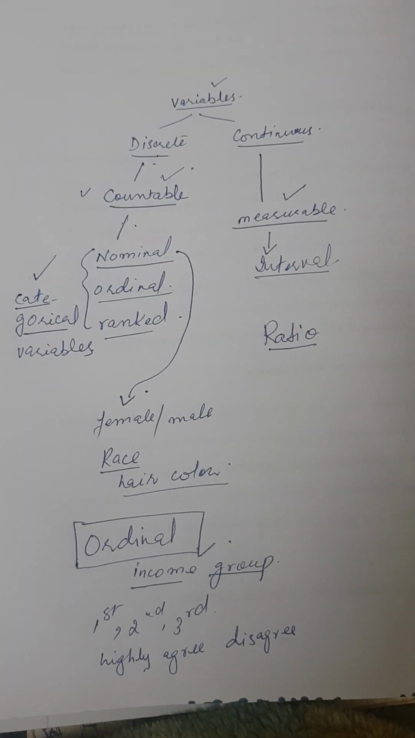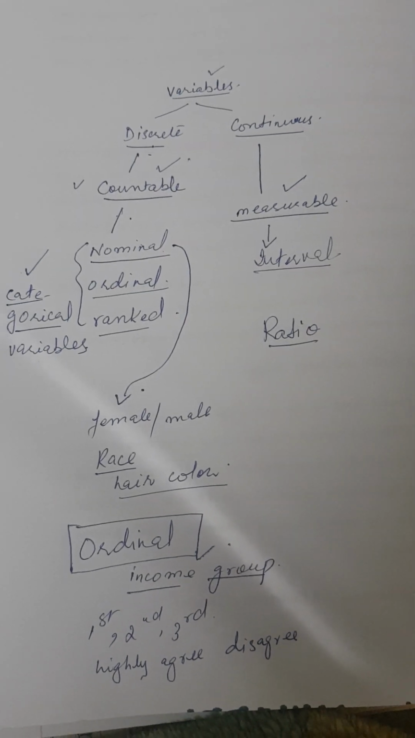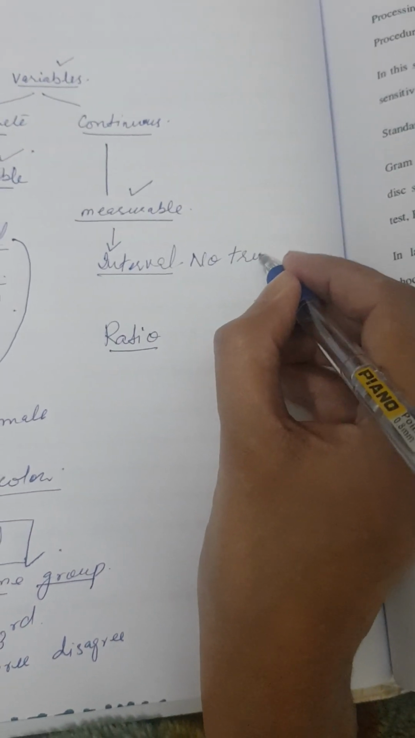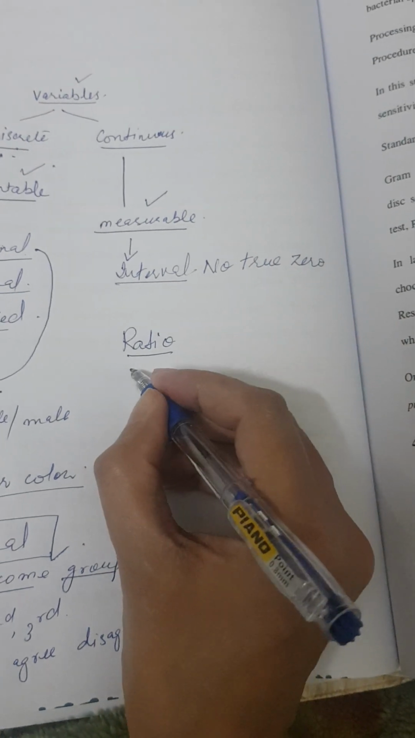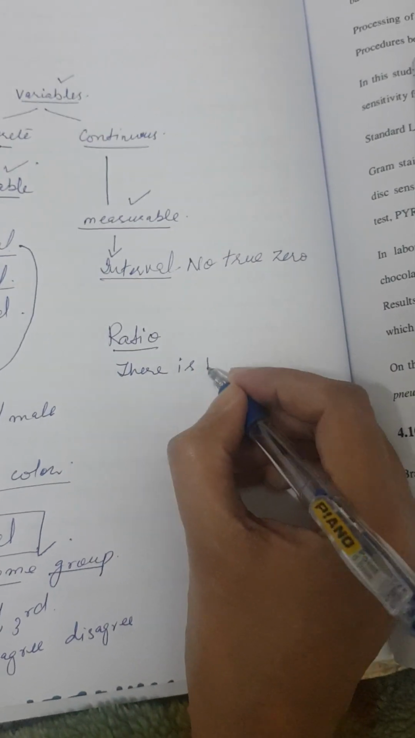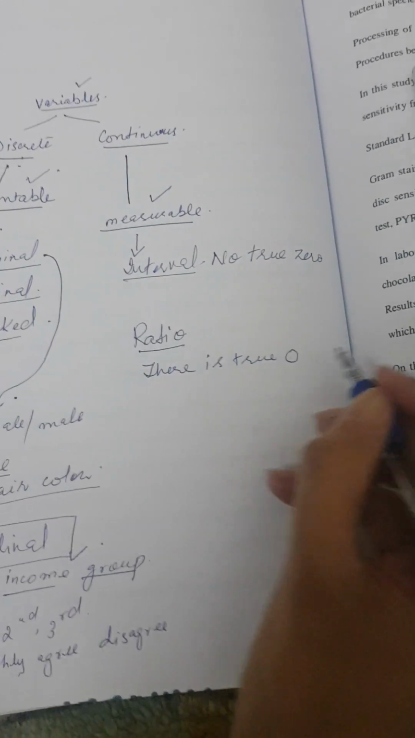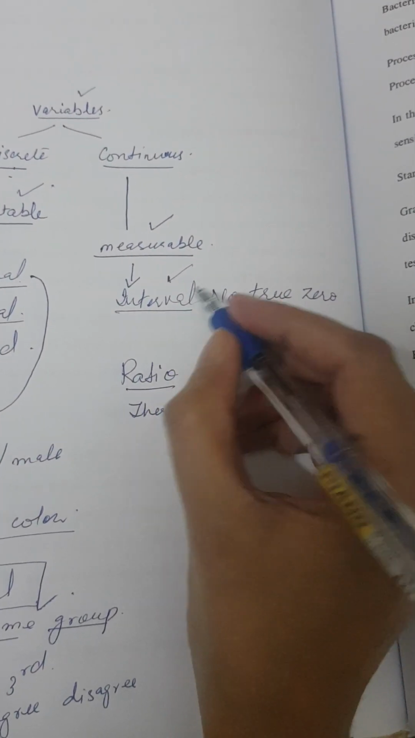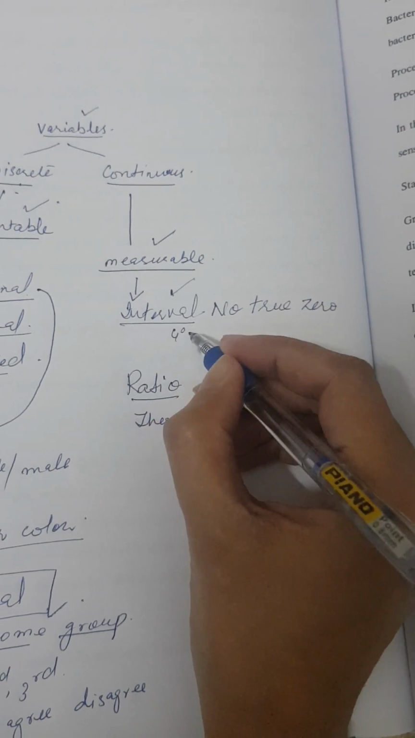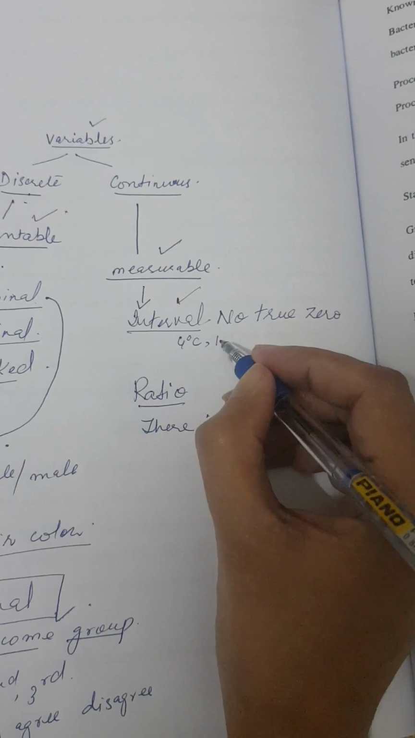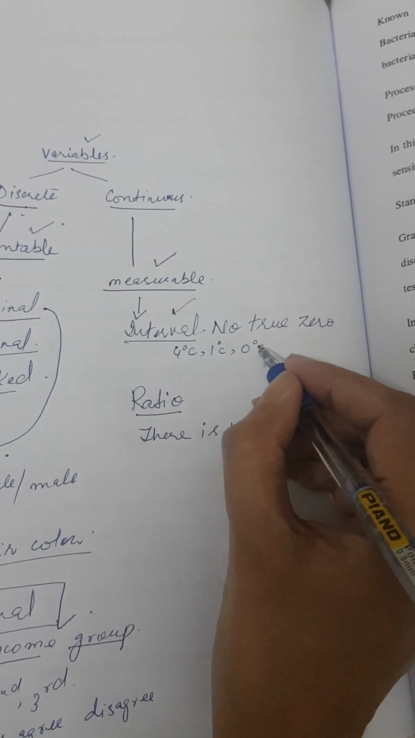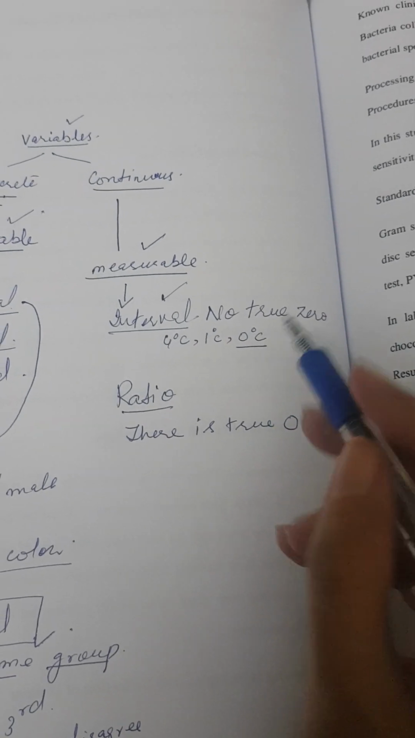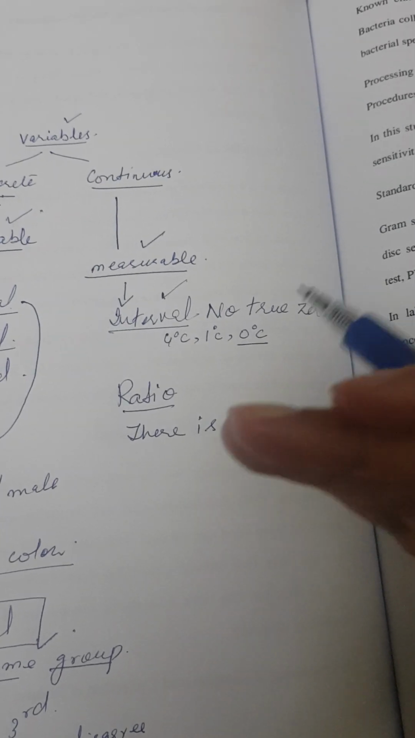Now in interval and ratio, there's another very, very important thing. In interval, there is no true zero, while in ratio, there is a true zero. The most common example to understand interval is when we have different temperature scales: 4 degrees centigrade, 1 degree centigrade, and then 0 degrees centigrade. This 0 degrees centigrade is not a true zero. It does not mean that 0 degrees centigrade means no temperature. The 0 degree temperature has its own importance.